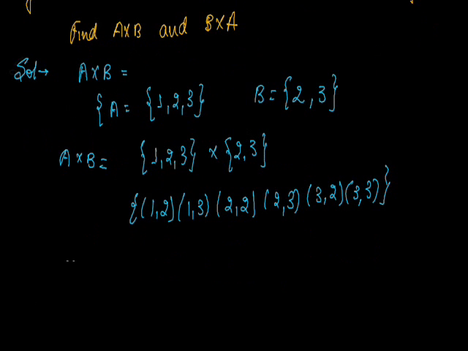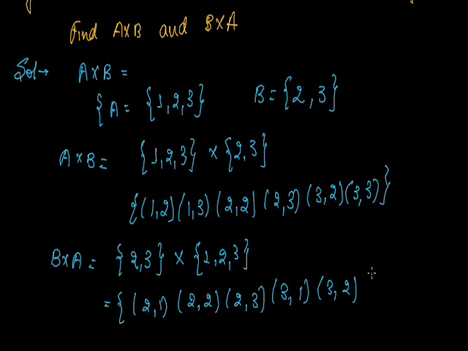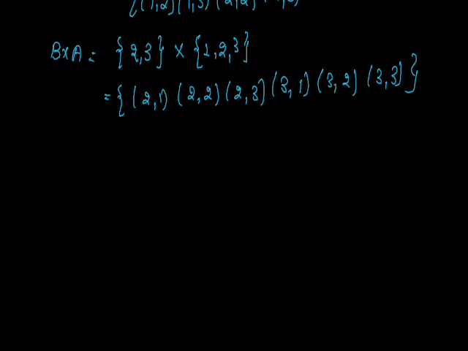Similarly, if we have to find B cross A, then B is {2, 3} and set A contains 1, 2 and 3. So B cross A will be equal to (2, 1), (2, 2), (2, 3), (3, 1), (3, 2) and (3, 3). These are the elements which will be contained in B cross A, and those are the elements contained in A cross B. So in this way we can find A cross B and B cross A. Let's move to the next example.